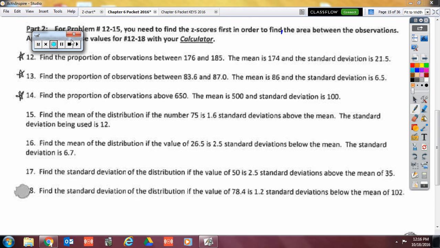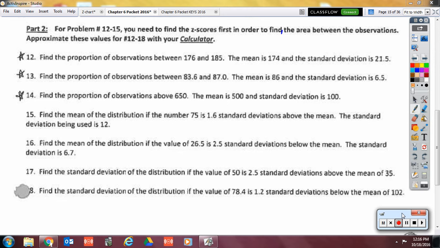All right, so I think this is page 12 in your packet. Is that right? And you had done 1 through 11 yesterday, but let's talk about 12 through 18, and then I'll come around and stamp you guys while you're working on it. Okay, so let's look at number 12.